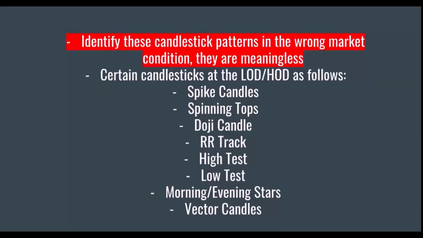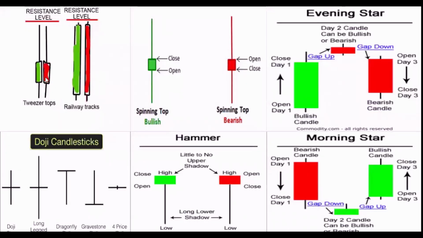We have spike candles, spinning tops, doji candles, railroad tracks, high test, low test candles, morning stars, evening stars, and vector candles. Those are just some of the most common types of candlesticks that will occur when we see our M and W formations. And like I said, these are only useful at the right time, during the London or New York stop hunt. That's when they are effective. Otherwise, they're meaningless. So let's go into this a little bit here.